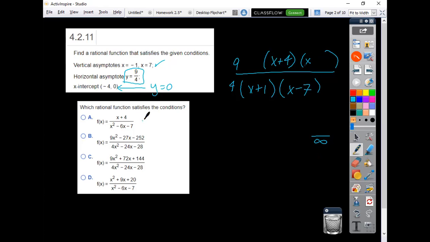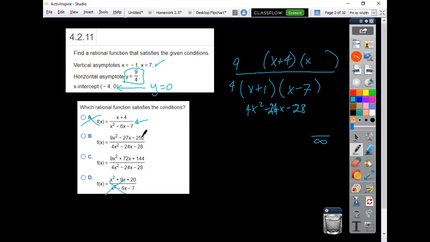This one down here would be good, except we'd have a horizontal asymptote at 0, so that's out. If you multiplied this denominator out here, you've got x squared minus 6x minus 7, but then all of them times this 4 out here. So you've got that 4x squared minus 24x minus 28 in the denominator. So this one doesn't have our 9/4, so that is out. And then the last ones would be in the numerator. It looks like 9 would go into all those.